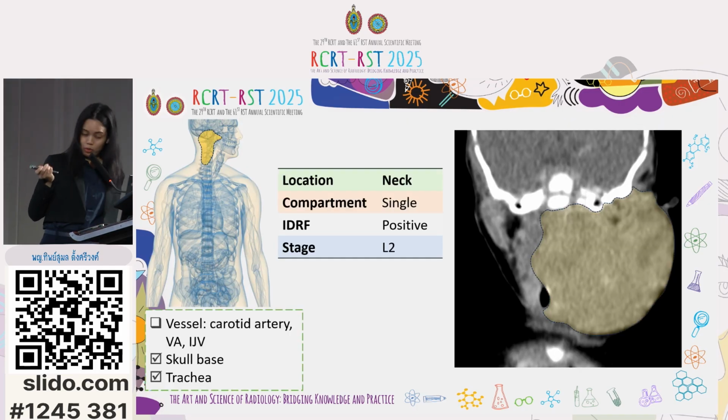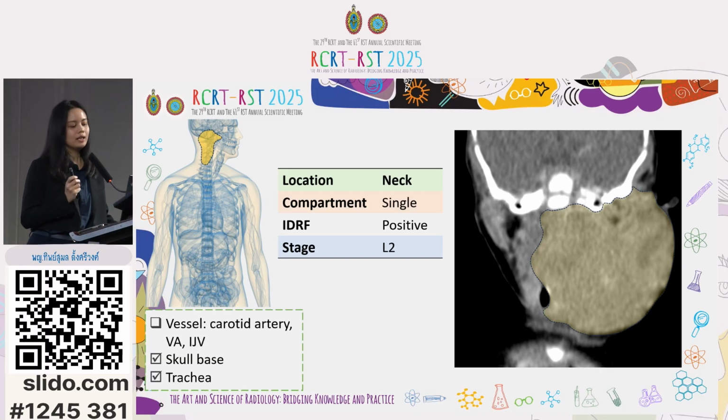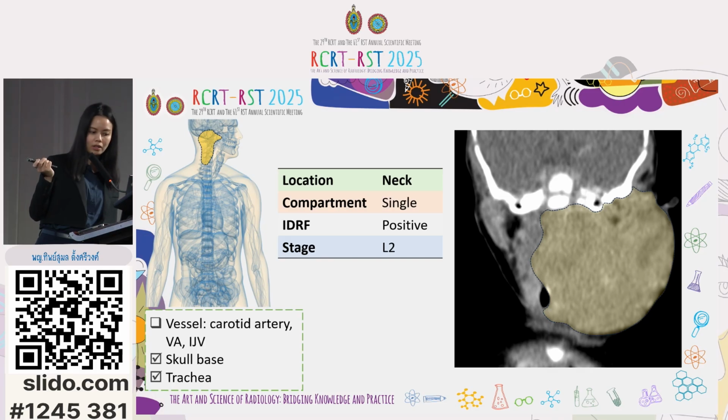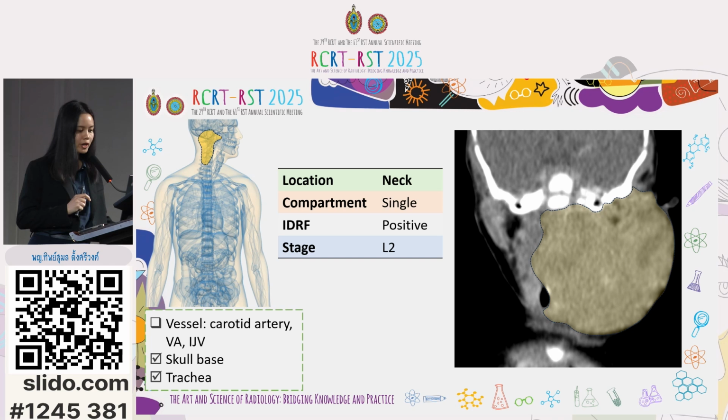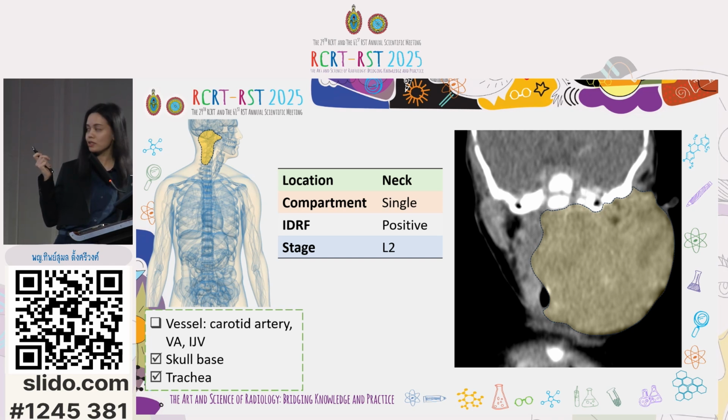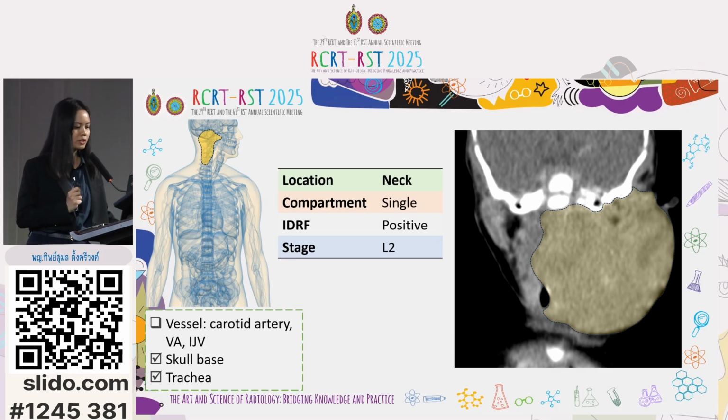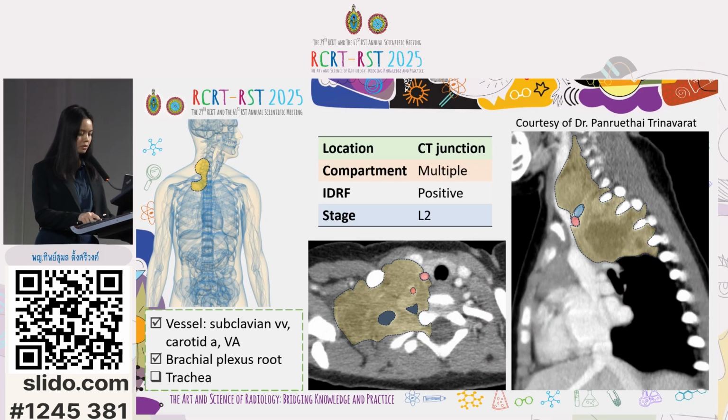The green box on the left side displays a list of vital structures in each anatomic region, and I'll highlight the structures that the tumor is related to. For example, in this case, the child has a soft tissue tumor in the left side of the neck. The tumor extends, infiltrating the skull base and compressing the trachea. So the tumor is summarized as a single body compartment, IDRF positive, and stage L2.